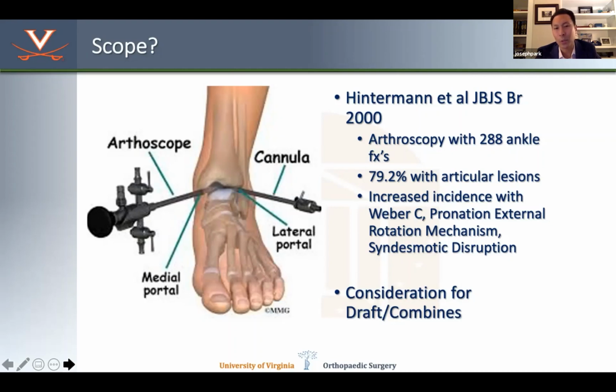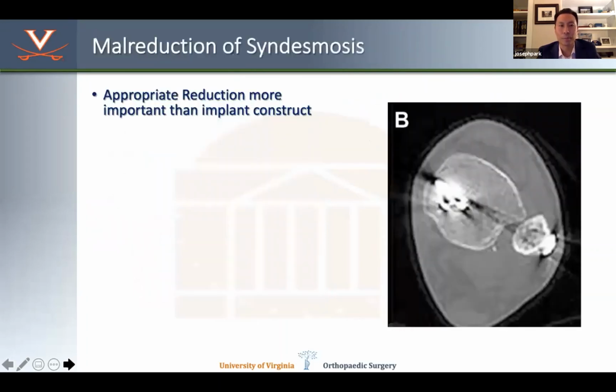And if you have patients with a Weber C above the ankle syndesmosis, a pronation external rotation injury, and syndesmotic disruption, such as this patient that I just showed you, a scope should be performed as the incidence of articular damage is very, very high. In addition, if the patient is going to the next level for the NFL or NBA or for the combines, remember that one of the critical determinants of how that injury will be dealt with by those teams is the understanding of whether a severe cartilage damage took place at the time of the fracture.